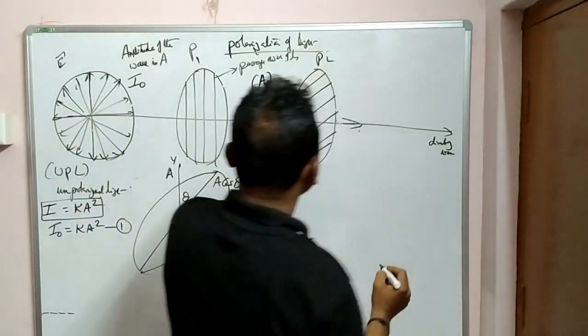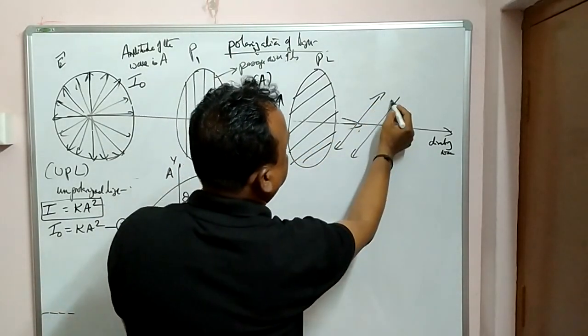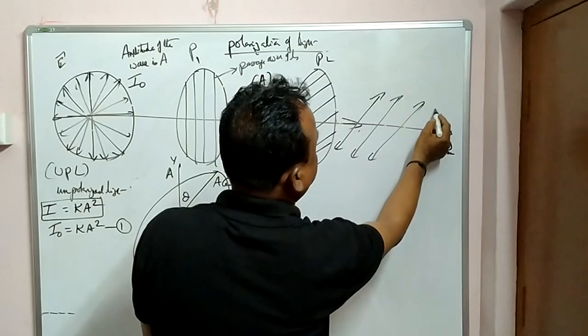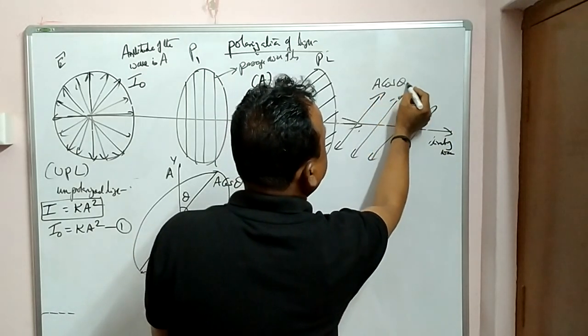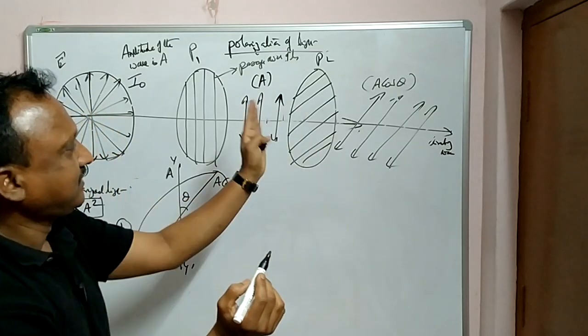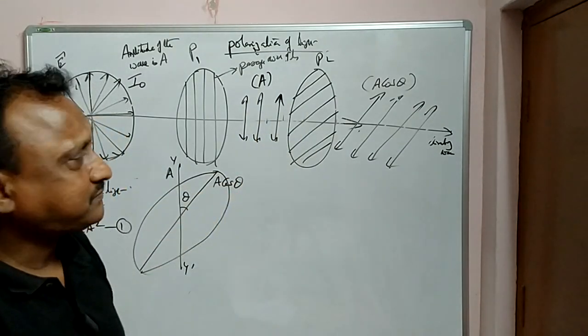Direction of wave. So whatever waves are coming, what? Here you can see only the components are coming. Remaining all are obstructing. And here what comes? Only A cos theta components are coming. Only these components, A cos theta, A cos theta.